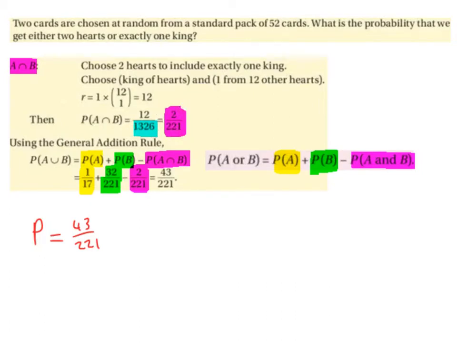So using the general addition rule, the probability of A union B is equal to the probability of A plus the probability of B minus the probability of A intersection B. Or you could say the probability of A or B is equal to the probability of A plus the probability of B minus the probability of A and B. So the probability of A is 1 over 17 plus the probability of B, which is 32 over 221, minus the probability of A intersection B, or A and B, which is 2 over 221. And that leaves us with 43 over 221. So the probability that we get either 2 hearts or exactly 1 king is 43 over 221.